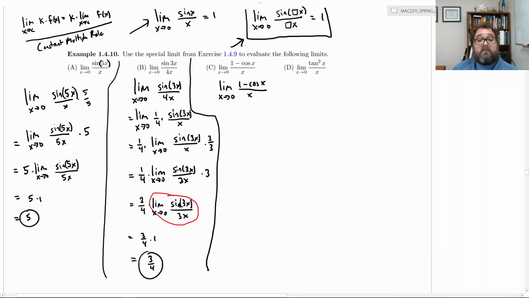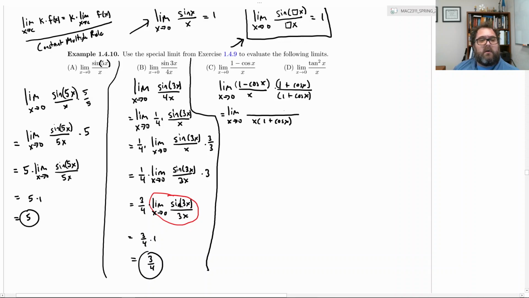So what I'm going to do here is multiply by a special version of 1, and that special version of 1 is going to be the conjugate of the numerator, so 1 plus cosine x, divided by itself, of course, because to get a special version of 1, you have to multiply by a value over itself. Now, if we do the little bit of algebra here, limit as x goes to 0, the denominator I'm just going to rewrite as x times 1 plus cosine x.